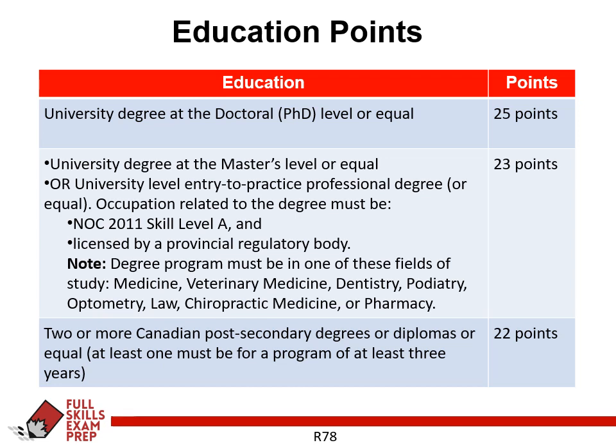Okay, and then we have 2 or more Canadian post-secondary degrees, or diplomas, or equal. With this one here, one of those has to be a minimum of 3 years in length. So if somebody has a 3-year bachelor's degree and also a 1-year diploma, that would be a good example of a person who'd receive 22 points in those initial federal skilled worker points.